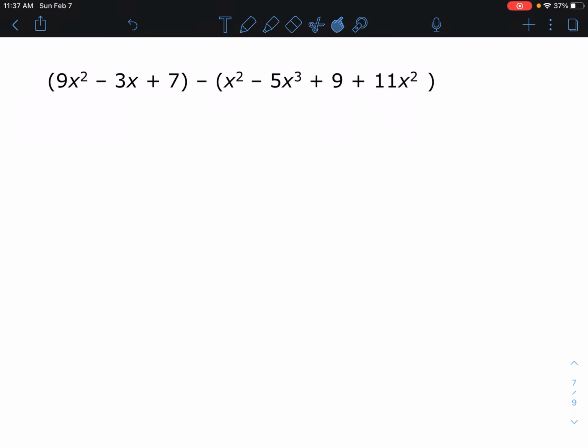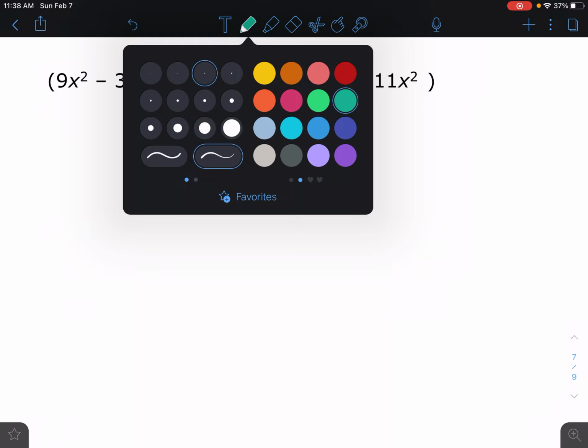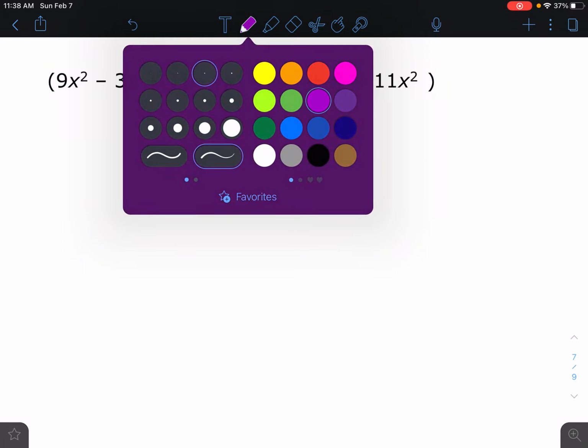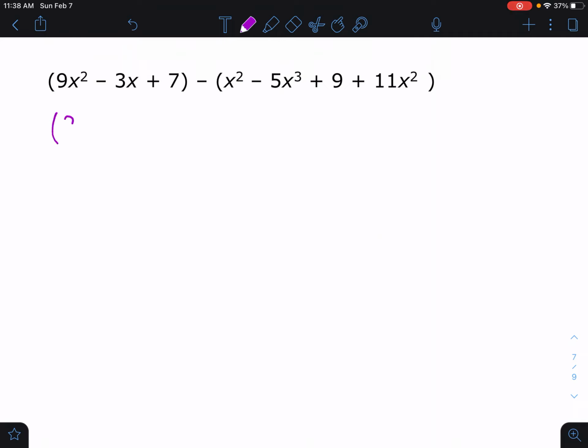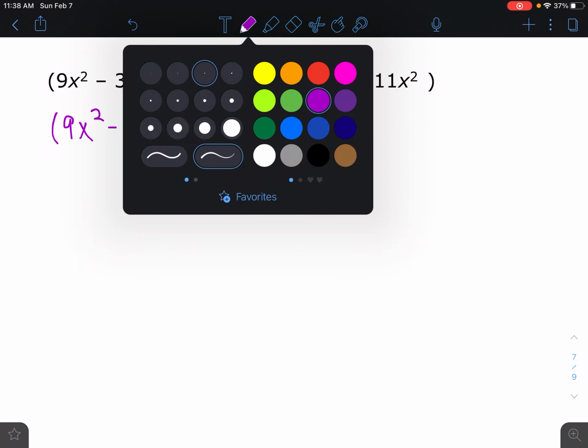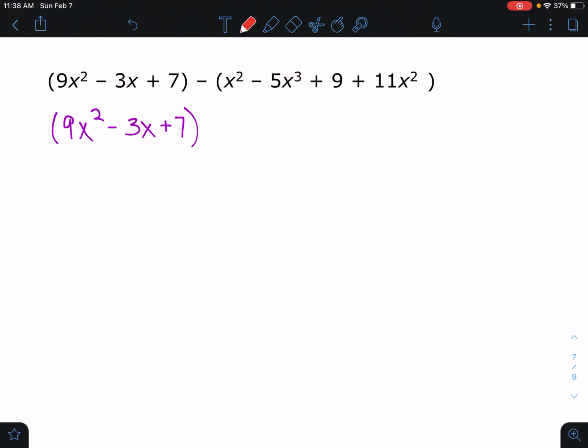Otherwise, here we go. Let's copy the first. Now I'm going to change the sign on everything else. So this will be plus, add the opposite, right? So this becomes plus, and now minus, or negative x squared. Again, don't forget this. This is a positive, it's not written, so it's easy to forget. Plus 5x to the third, minus 9, minus 11x squared.